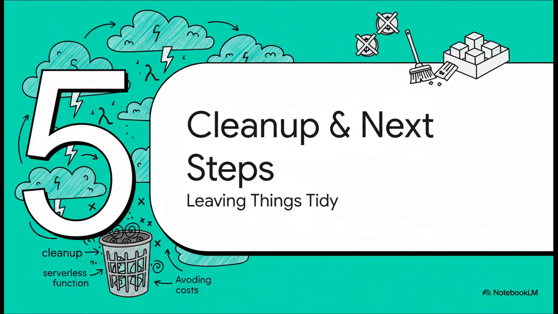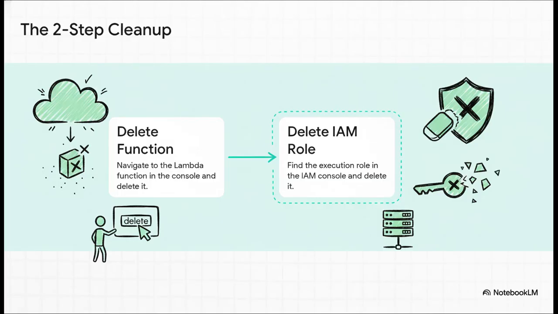But wait, before we celebrate, a really good developer always cleans up their mess. It's a crucial step to make sure you don't get any surprise bills later. And cleaning up is super easy. There are just two things we need to get rid of. First, the Lambda function we created, and second, that IAM role that we made to give it permissions.